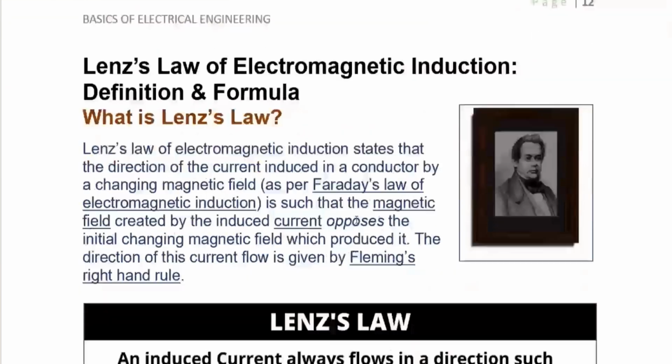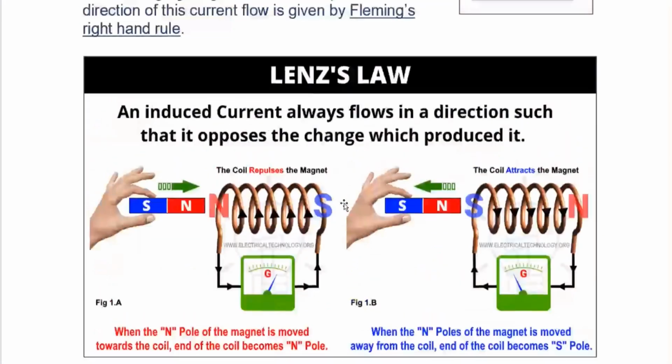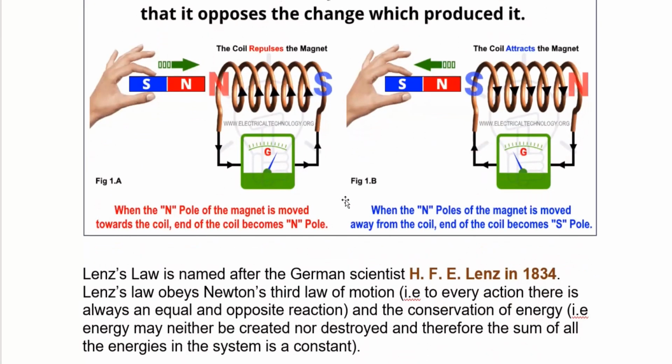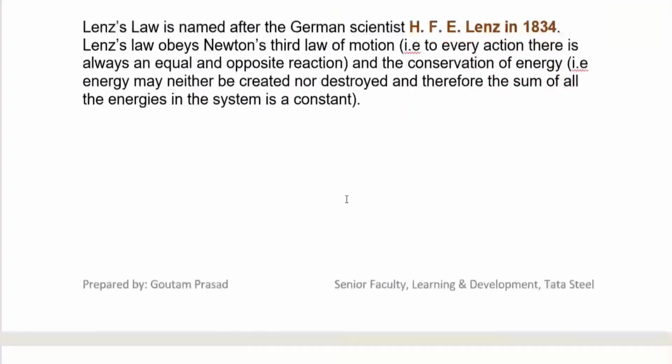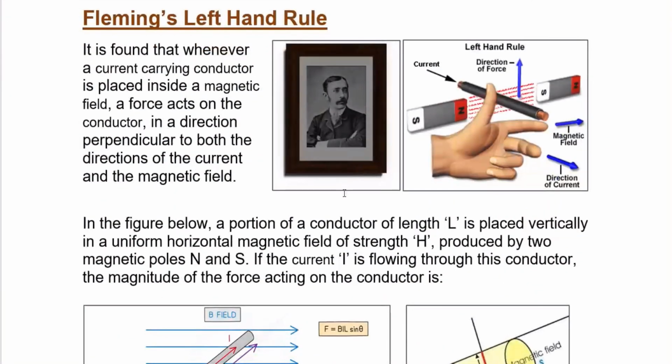Now coming to Lenz's law. I hope I have explained it in the earlier case, so I'm not explaining it. The same thing has been repeated here, so I am proceeding. Fleming's left hand rule. This I have not explained. This is a picture of Fleming, and this is the left hand rule. Basically, it is the same as the right hand rule that I had explained.